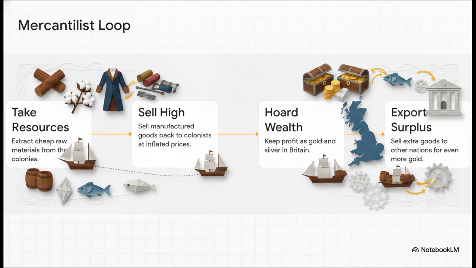First, the empire extracts cheap raw materials directly from the colonies. Second, they manufacture those resources into finished goods and then sell them right back to those very same colonists at highly inflated prices. Third, the resulting profit is hoarded as pure gold and silver in Britain. And finally, any surplus materials, like extra furs or fish, are exported to rival European nations for even more gold. It just steadily turns raw colonial goods into concentrated British wealth.